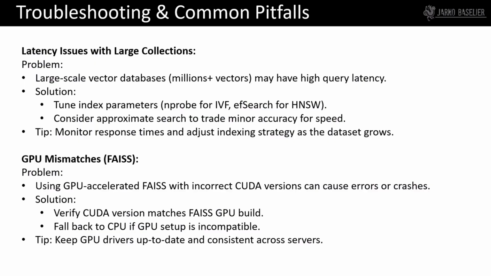We also can have GPU mismatches once we use FAISS, because FAISS supports GPUs. Using a GPU-accelerated FAISS with incorrect CUDA versions can cause errors or crashes. As a solution, verify the CUDA version matches the FAISS GPU build and fall back to CPU if the GPU setup is incompatible. As a tip, keep GPU drivers up to date and consistent across servers.